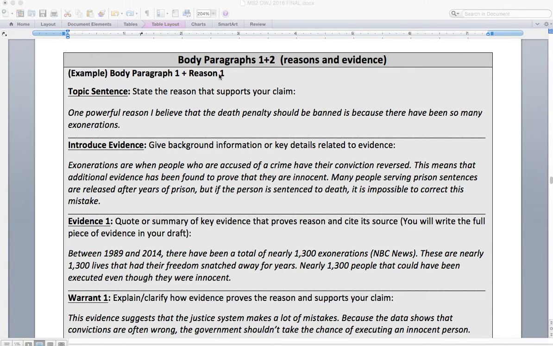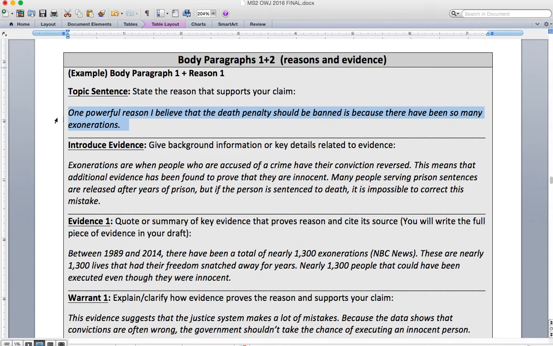So in the body paragraphs and evidence, this one is the body paragraph 1 and reason 1. You're going to start by stating your reason that supports your claim. In this example, the topic is the death penalty. So you're going to start by stating your reason. One reason I believe the death penalty should be banned is because there have been so many exonerations. So that is the claim.